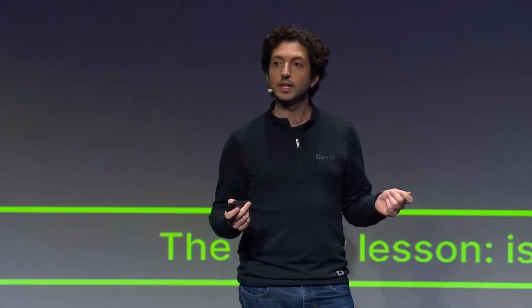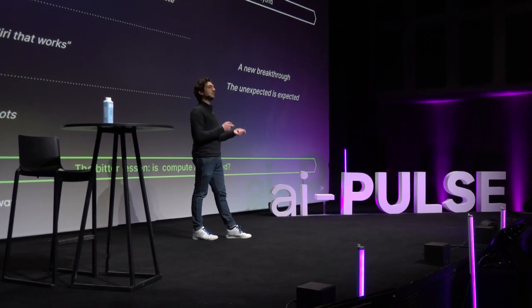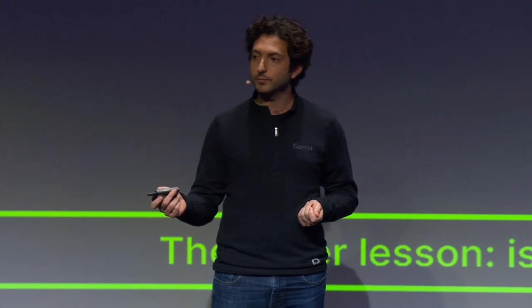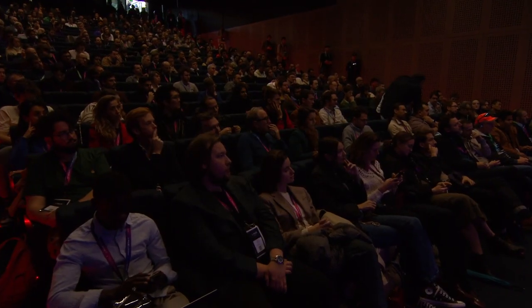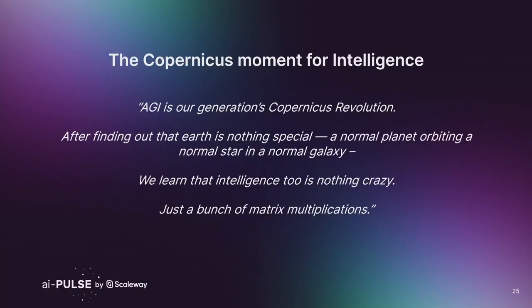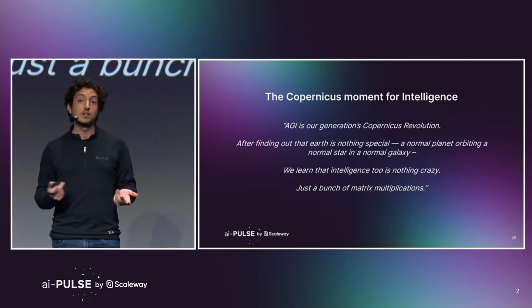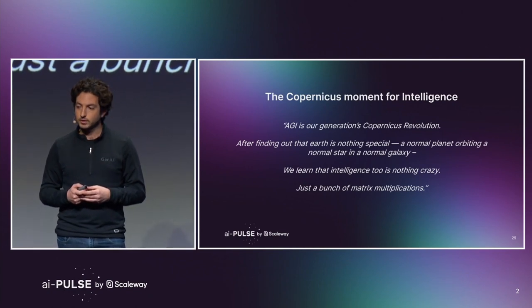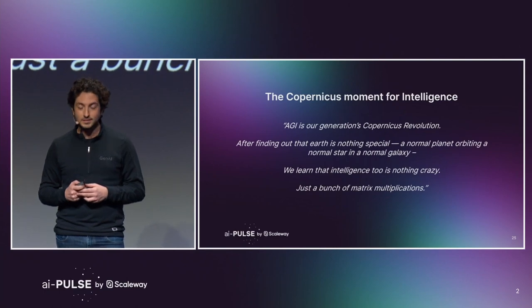Yet, what I can tell you is that we haven't finished with the scaling laws, and we can put more compute in the small models and in the bigger models. We will have, for sure, in the next 5 years, better and better models with the same recipe. And so, I will conclude with: maybe we had the Copernicus moment of intelligence. Copernicus found that Earth is nothing special, a normal planet orbiting a normal star in a normal galaxy. Maybe, we don't know, we will learn that intelligence is nothing too crazy as well. It's just a bunch of matrix multiplications.